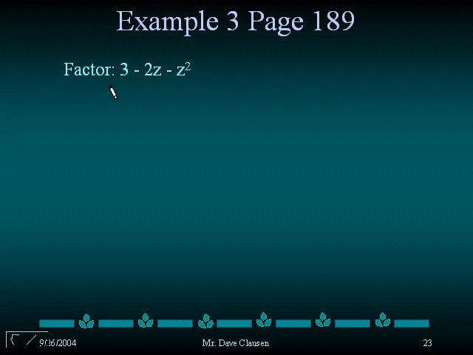Let's look at another example. And we've got 3 minus 2z minus z squared. Sometimes the book will have us factor it just the way it is, and sometimes we'll turn it around. So let's actually try to factor it the way it is first, and then we'll turn it around and see what happens. In this case, we're going to end up with 2 binomials.